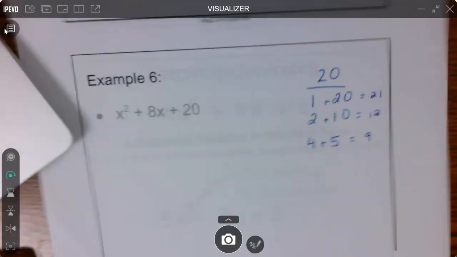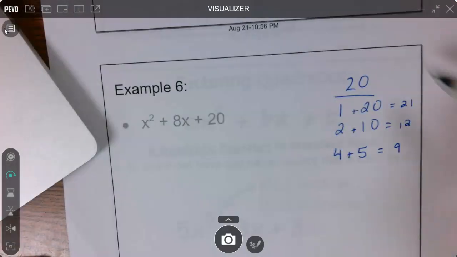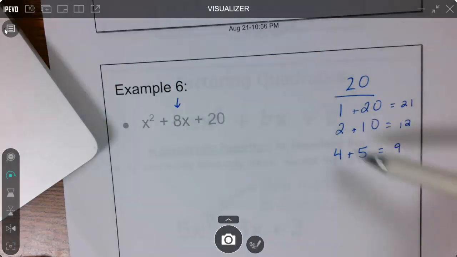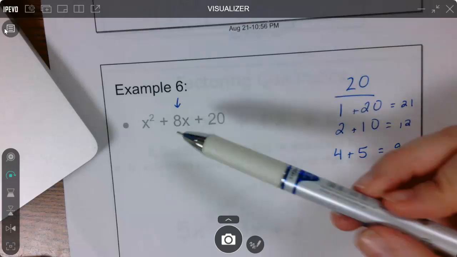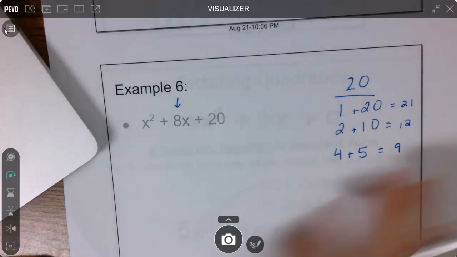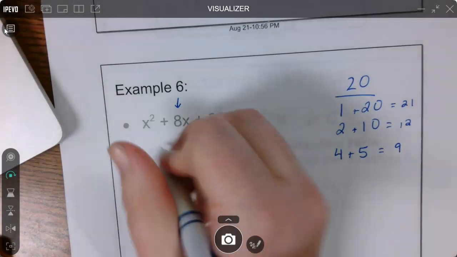So based on this, we're looking for 8. However, none of those factors add to 8. So whenever you encounter this and you cannot find the factors that multiply to C and add to B, you call this prime. This is already factored. You can't do any more. We're going to call this prime.